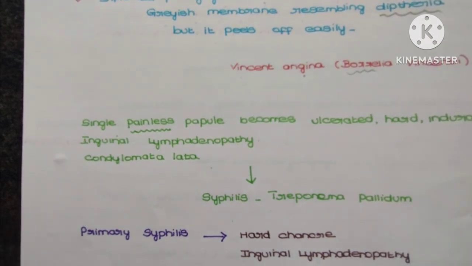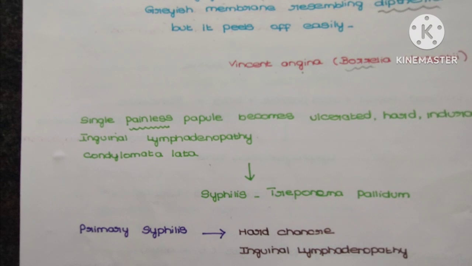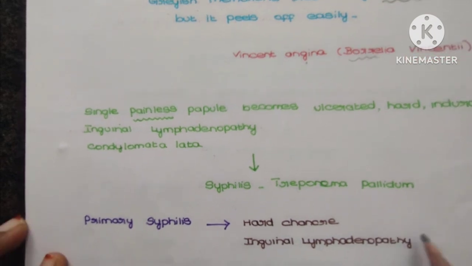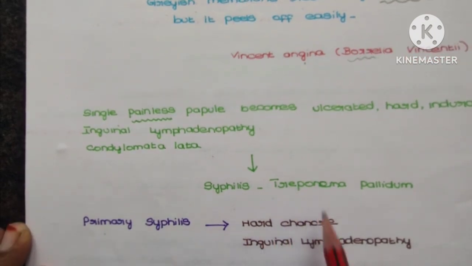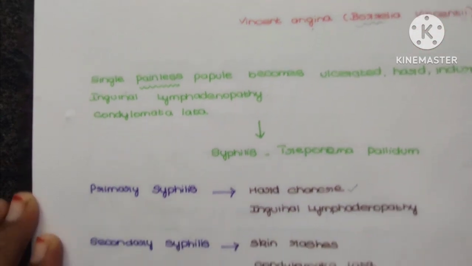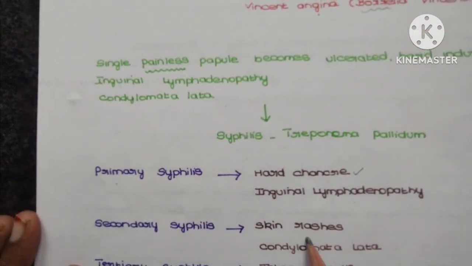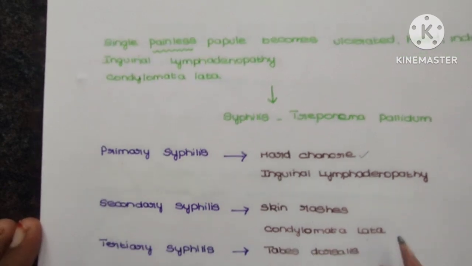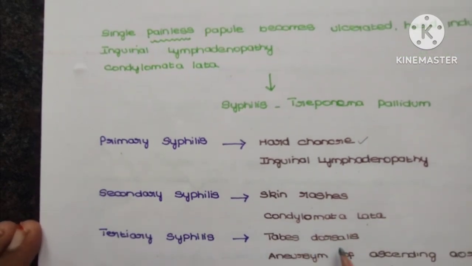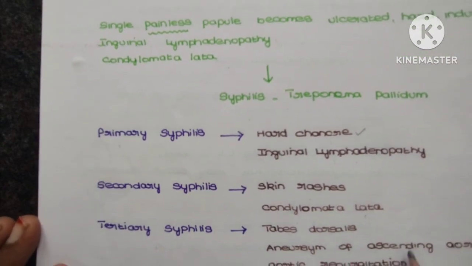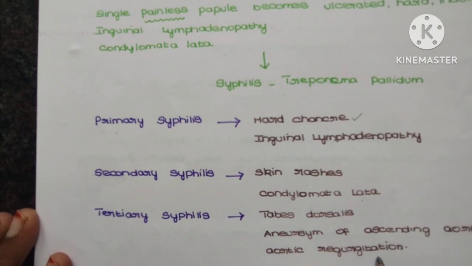So now, coming to the stages of syphilis, you want to know some of the main key points. First, primary syphilis: the patient will have a hard chancre and inguinal lymphadenopathy. Coming to secondary syphilis: skin rashes and condylomata lata. Coming to tertiary: tabes dorsalis, aneurysm of the ascending aorta, and aortic regurgitation.